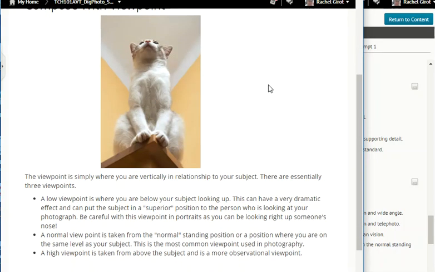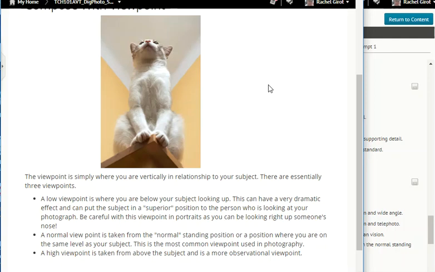Compose with viewpoint. The viewpoint is simply where you are vertically in relationship to your subject. There are essentially 3 viewpoints. A low viewpoint is where you are below your subject looking up. This can have a very dramatic effect and can put the subject in a superior position to the person who is looking at your photograph. Be careful with this viewpoint in portraits, as you can be looking right up someone's nose.